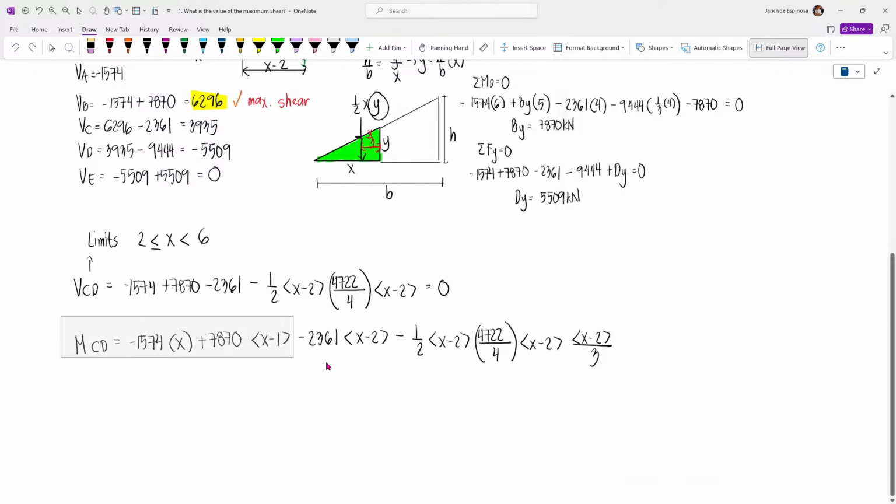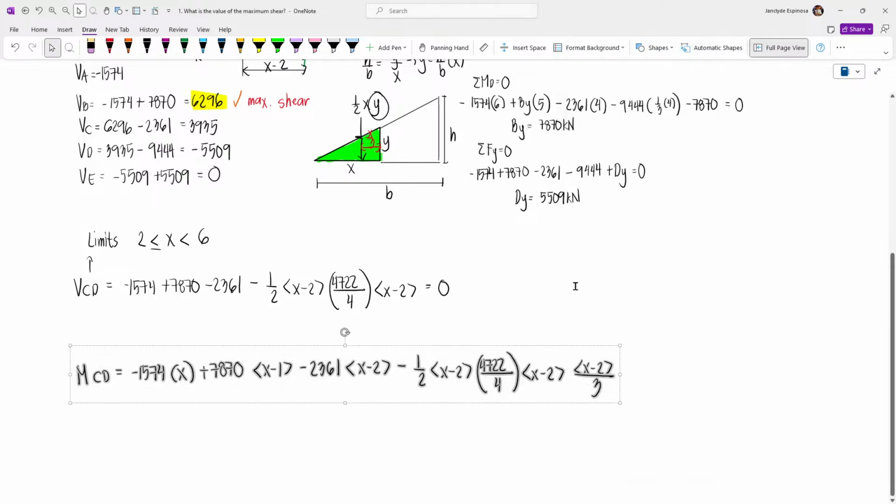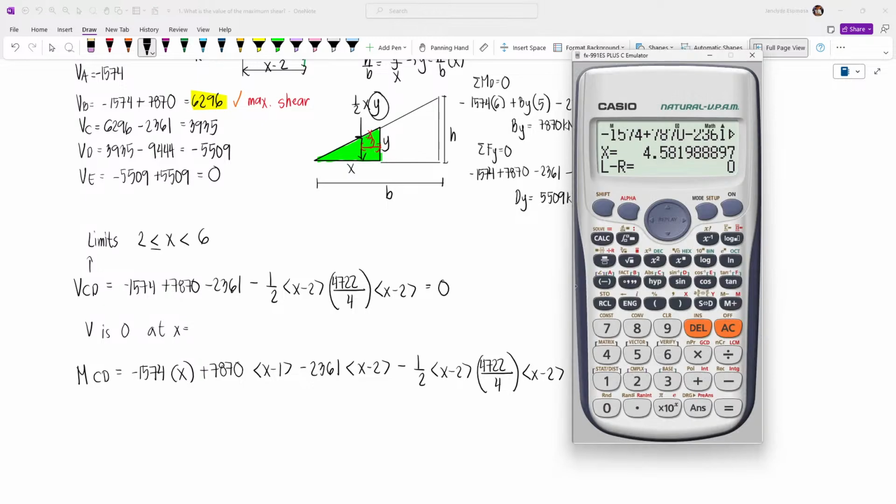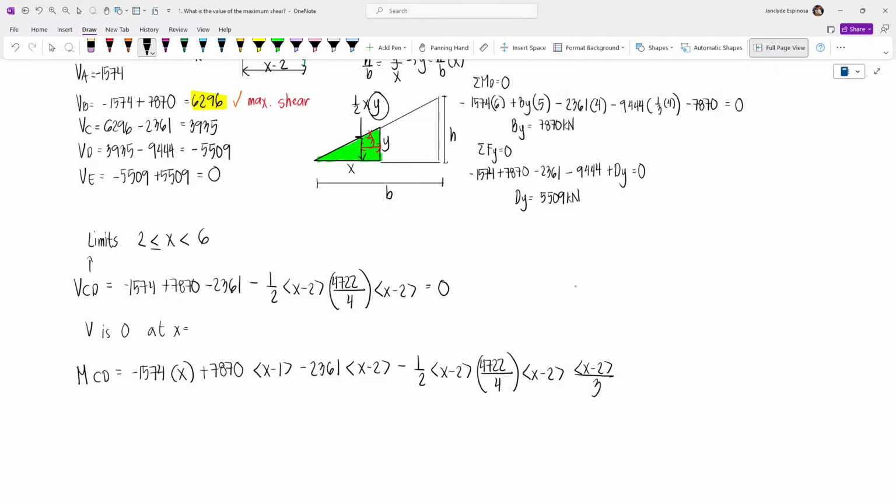So, atong butangan diri nga, the shear is 0 at x equals 4.582. So meaning, this is the location of the maximum moment. And so kaning value nga 4.582, imo ni siyang gamiton sa moment equation nimo for CD para makuha nimo ang maximum moment.